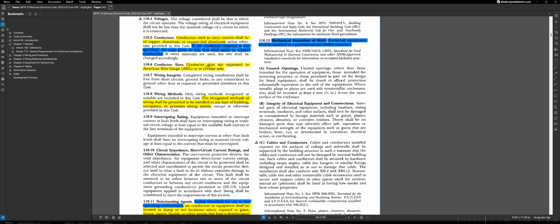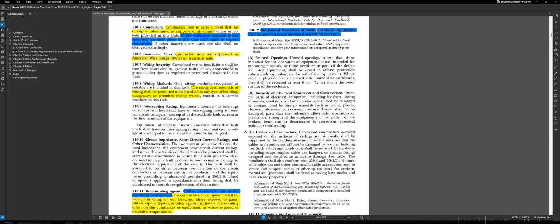Moving on from there, as far as the NEC is concerned, wire sizes will be expressed in either American wire gauge or circular mills. Obviously, we have American wire gauge up to a 4/0, which we'll see a bit later once we get into some of our conductor tables. Anything larger than a 4/0 will be a kcmil, and the NEC recognizes wire size up to 2,000 kcmil, nothing larger than that.